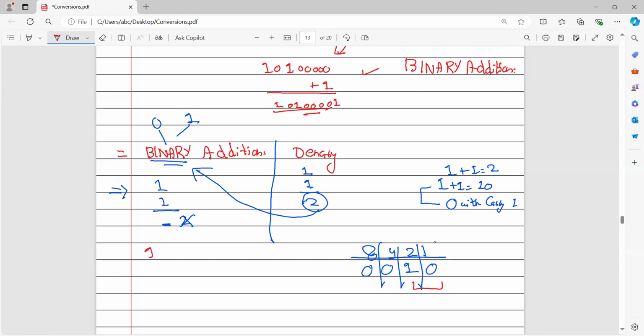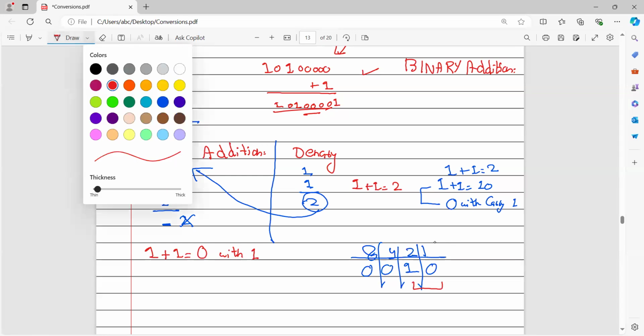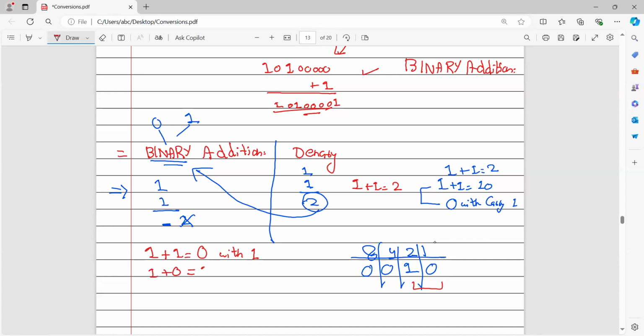So for example, if 1 is added to 1 in binary addition, you cannot write 2. You need to write 0 with carry 1. And if it's 1 and 1 in denary, you can easily write 2 because you have the power to do so. But you cannot do it in binary addition because you can only write 0 or 1. So are you getting the concept? Yes. So is it proved now that 1 and 1 is equal to 0 with carry 1, or 10? Yes. So let's say if I have 1 plus 0, this is still going to be 1. And if I have 0 plus 1, it's still going to be 1.